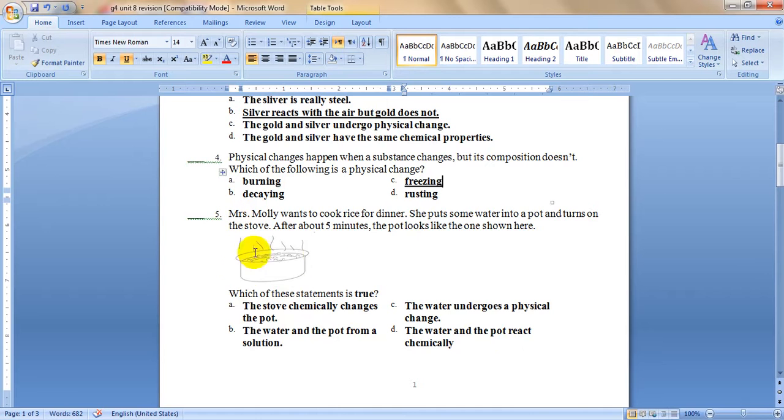What's happening here? When the water boils, when it gets a lot of heat, some of it changes from being liquid to water vapor, which is a gas. So evaporation is happening here, and this evaporation is a physical change because it's still water. So the answer here will be letter C. The water undergoes a physical change, which is evaporation.